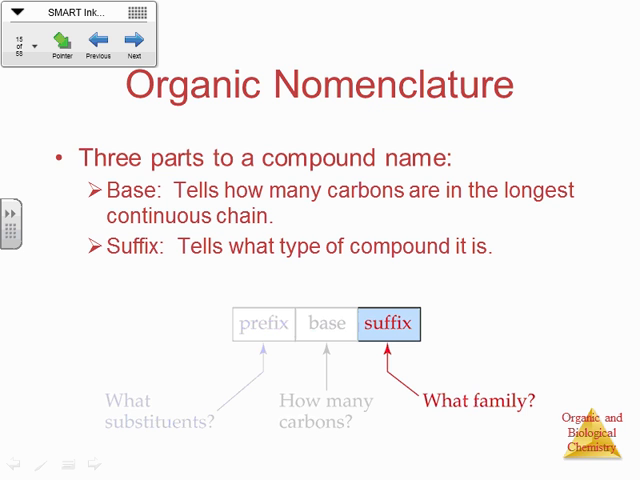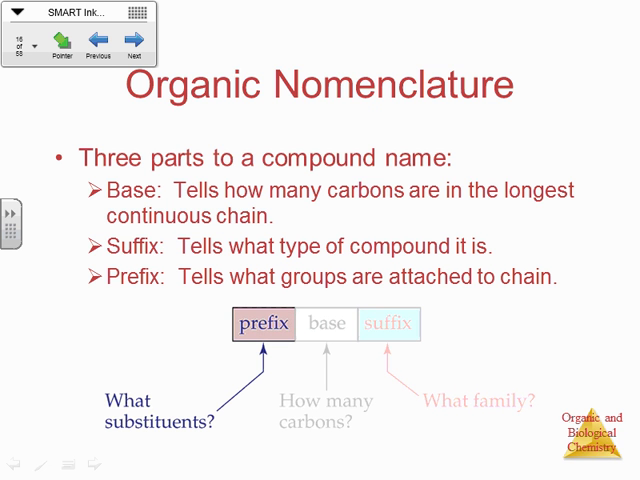The suffix is going to tell us what type of compound it is. And we're not really going to talk about the suffixes today. That's when we get into functional groups and that sort of thing, what else is attached to it. But then the prefix tells us what groups are attached to the chain, what substituents. And again, I'll show you what that means in a second. But that essentially means what things are coming off of the main chain.